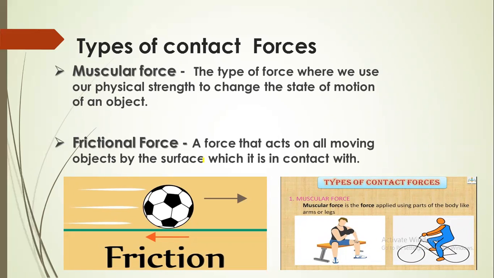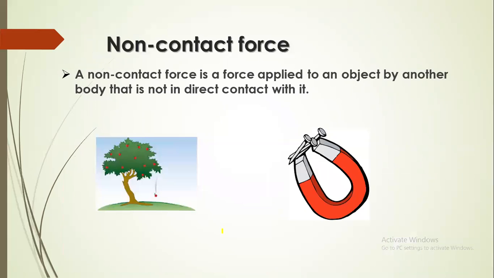Frictional force. A force that acts on all moving objects on the surface with which it is in contact. See, the ball is in contact with the ground, meaning the ground will oppose the force. Non-contact force. A non-contact force is a force applied to an object by another body that is not in direct contact with it. We will discuss this in the next slide, so you will be very clear about this topic.